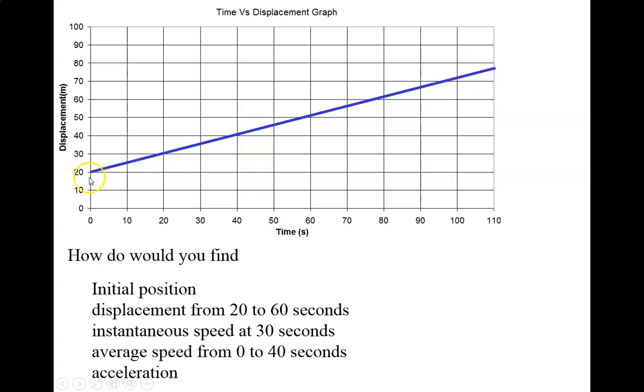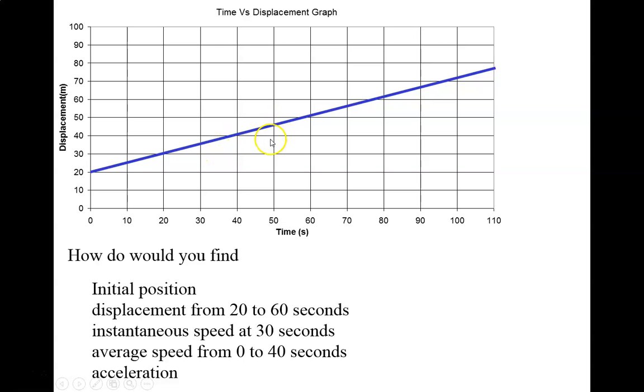The initial position. Well, it's right here. This is the y-intercept. I started at 20 meters. And again, this is a displacement versus time graph. The displacement between 20 and 60: well, I started at the 30 and I ended up at the 50, so that means my displacement was 20 meters. It's just the difference between those two.